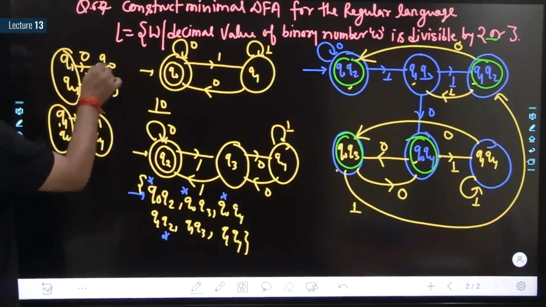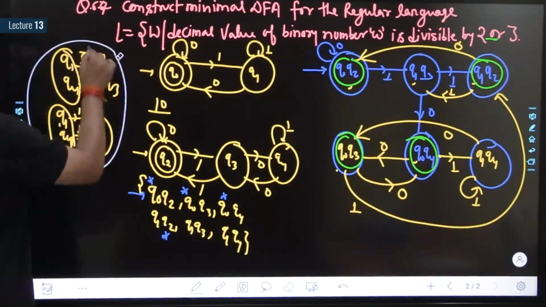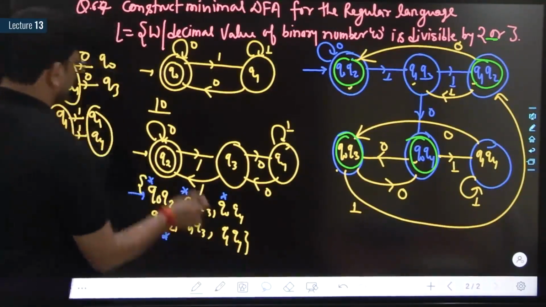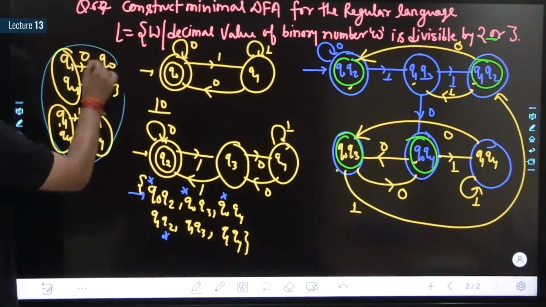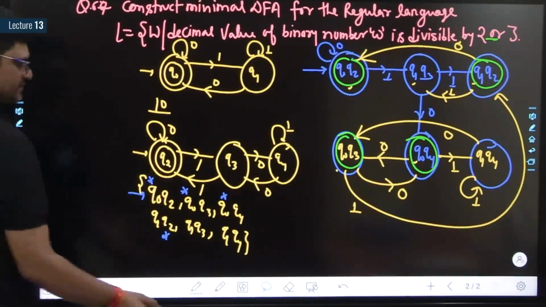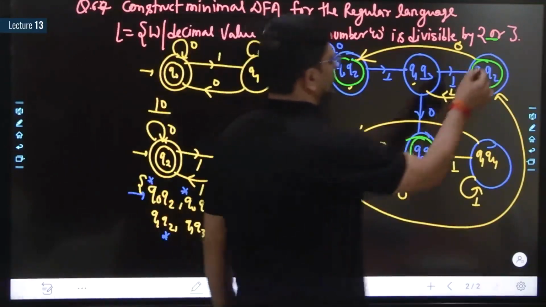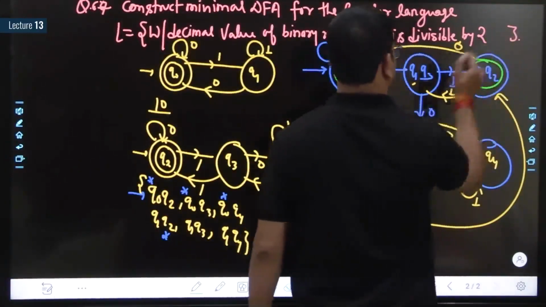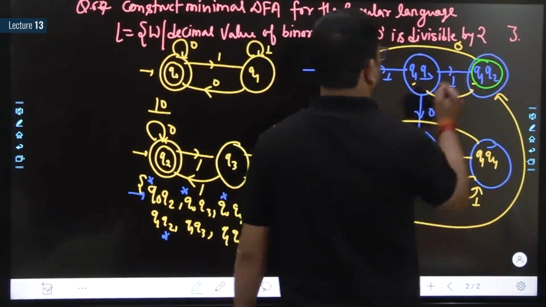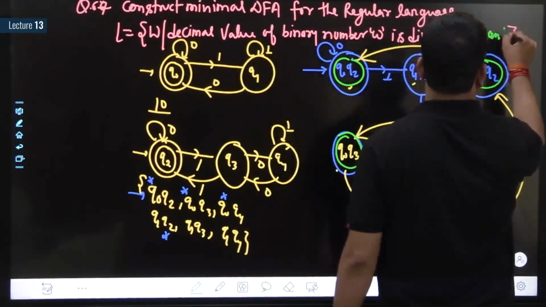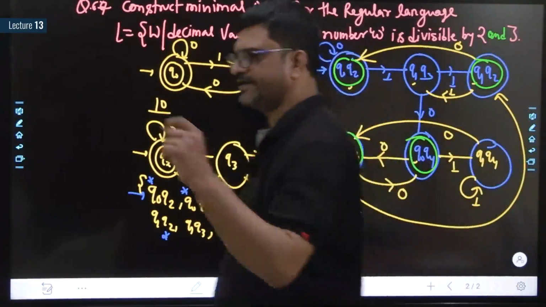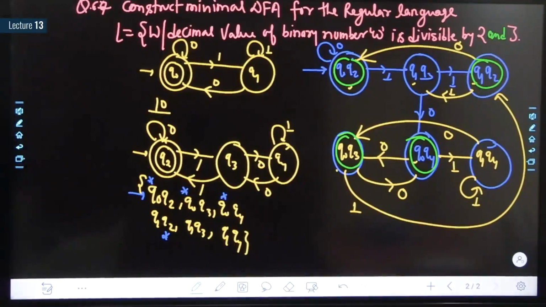Instead of OR, we use AND. Then what are the changes in DFA? Only the number of final states.